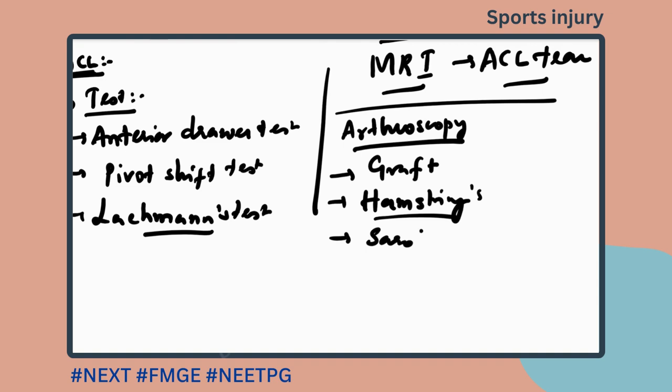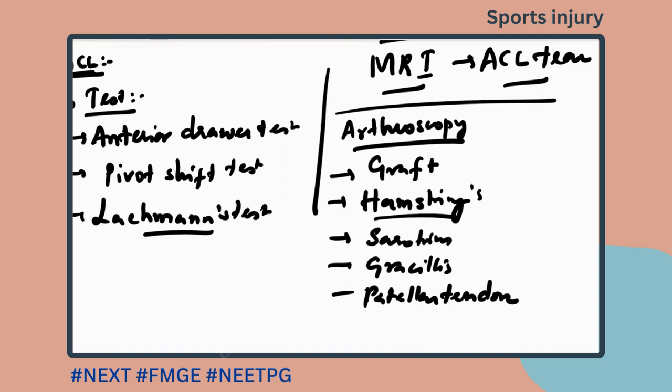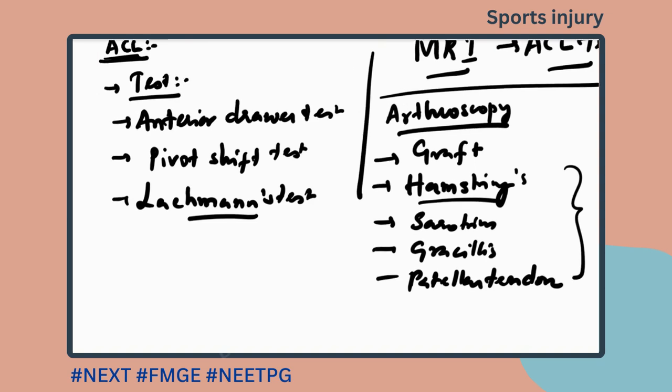Or you can use sartorius, or gracilis, or the patellar tendon. Using these structures, you can reconstruct the ACL. These are the grafts which are frequently used in ACL reconstruction. Okay, clear. So next is the PCL.